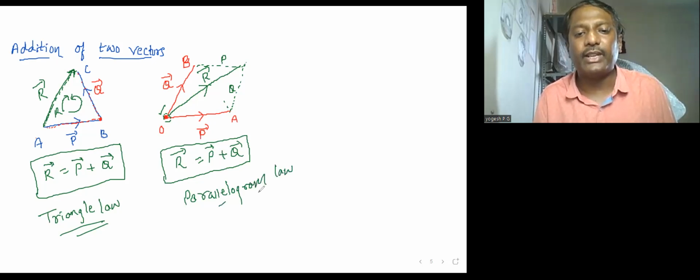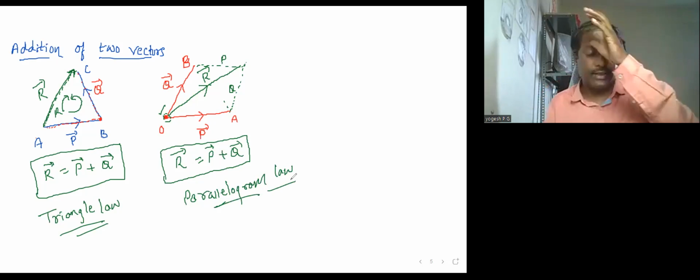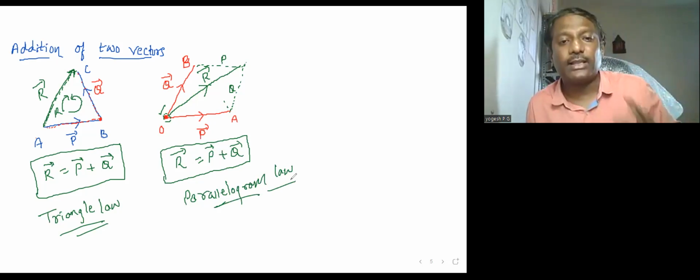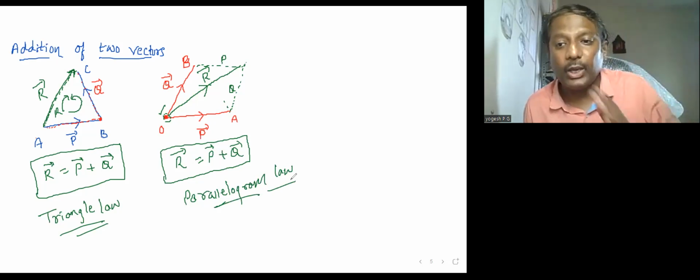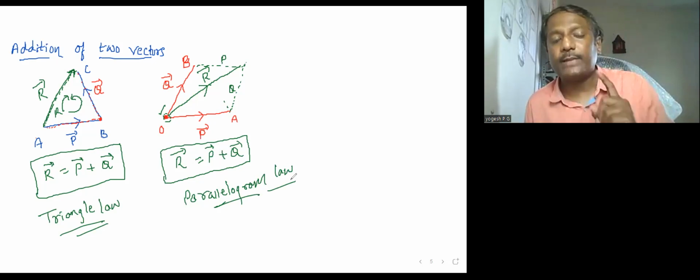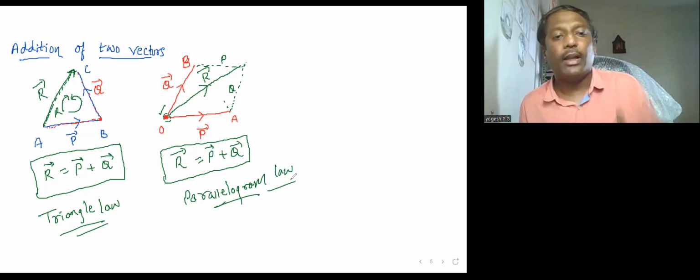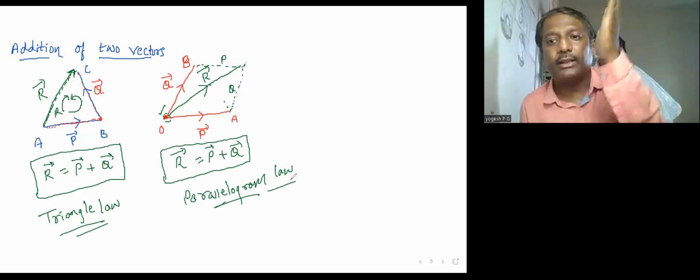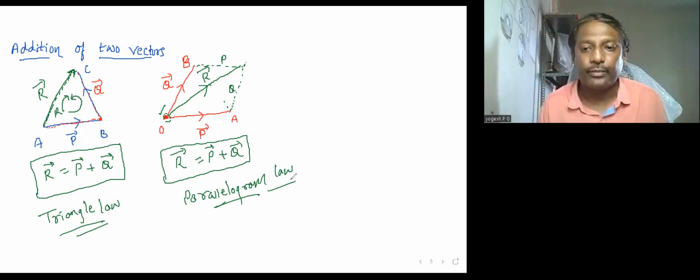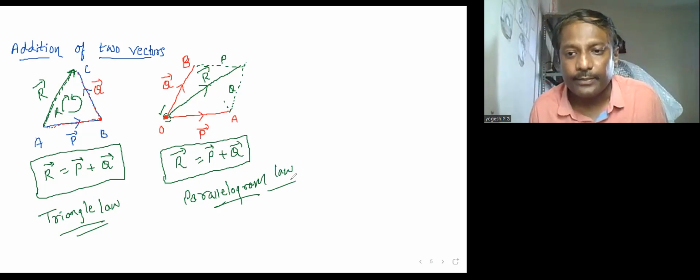So in vector addition, we use two methods. One is the triangle law, the second is the parallelogram law. Students, be very careful. If the two vectors have the same initial point, you go for the parallelogram law. If two vectors are in the same order, then you go for the triangle law. Got it?